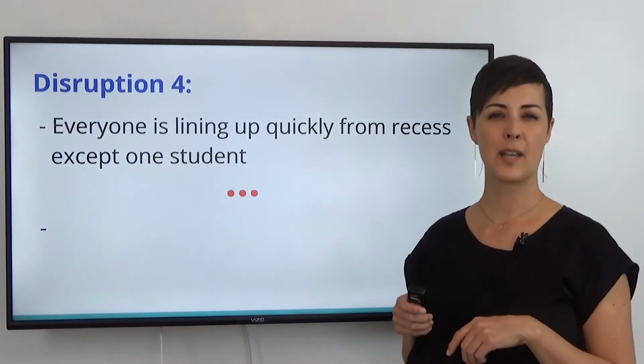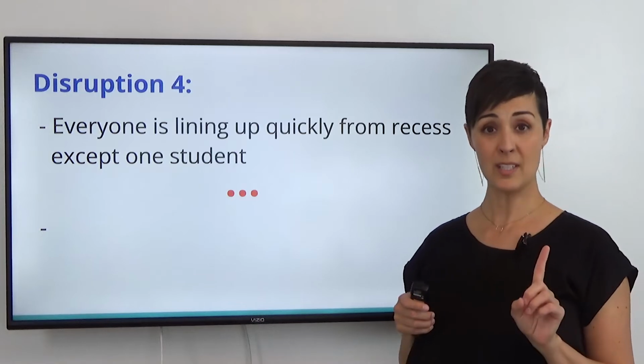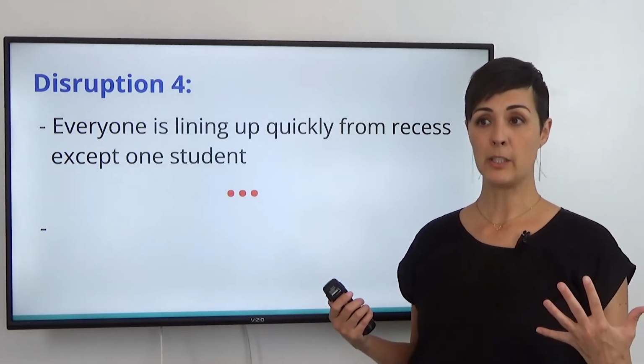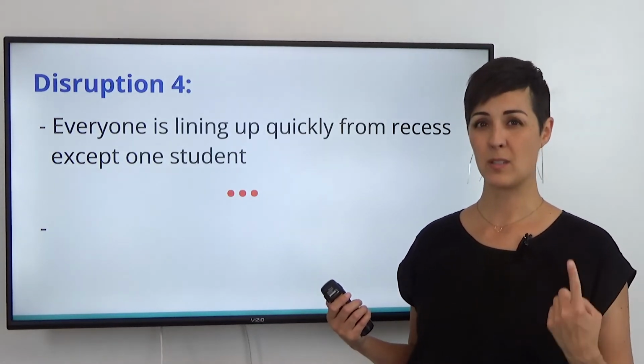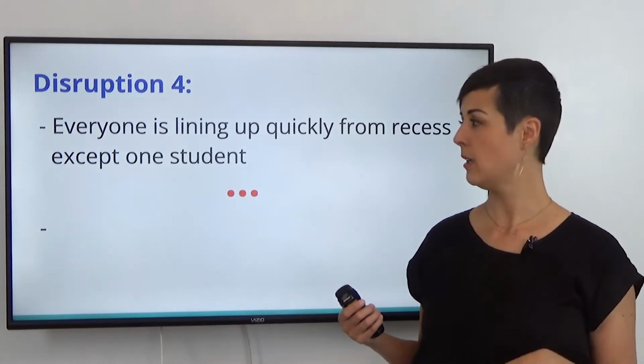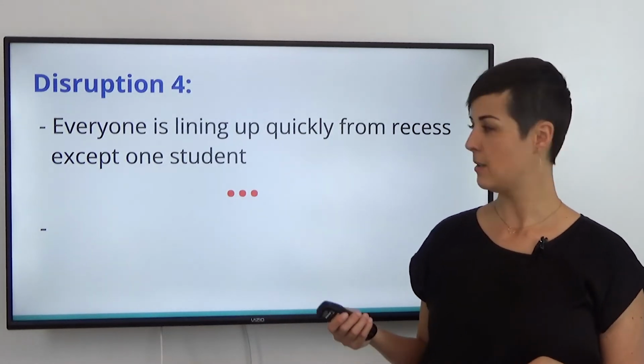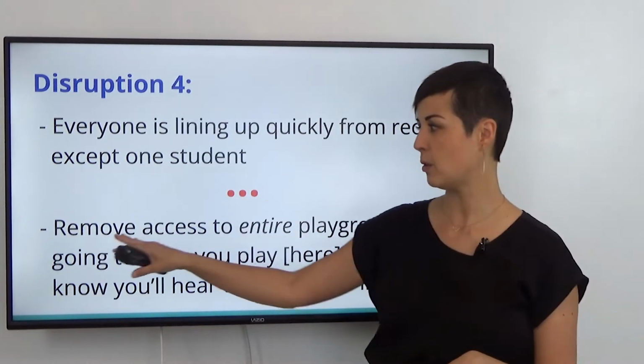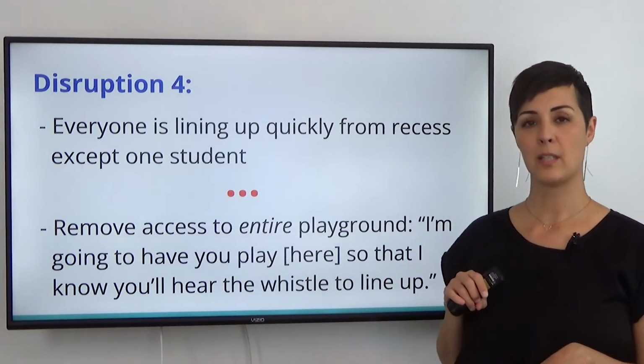Okay, disruption number 4. Let's suppose everyone is lining up quickly from recess except one student. Ugh, do you have the whole class practice when just one student is not lining up quickly? Of course, the answer is no. So what would you do? In that case, you might remove access to the entire playground.